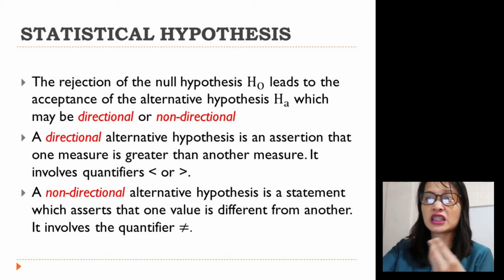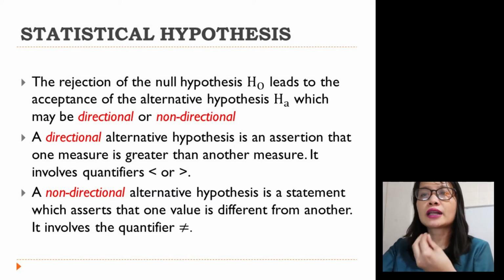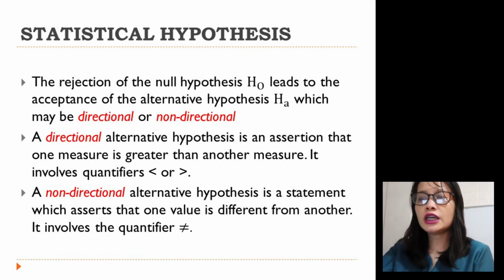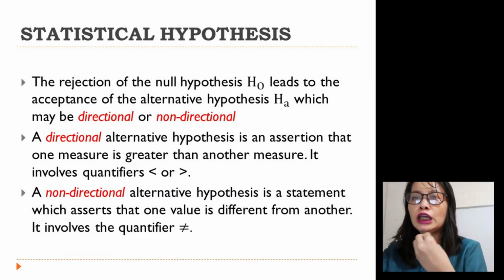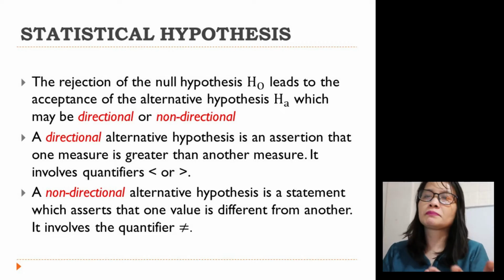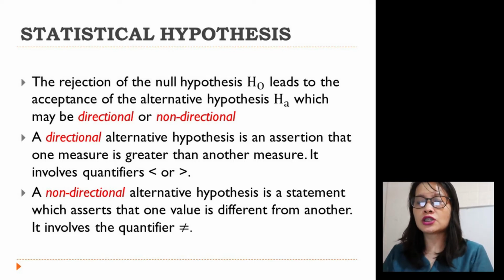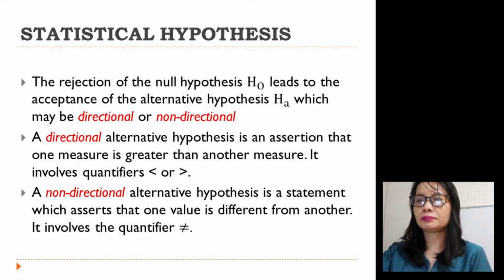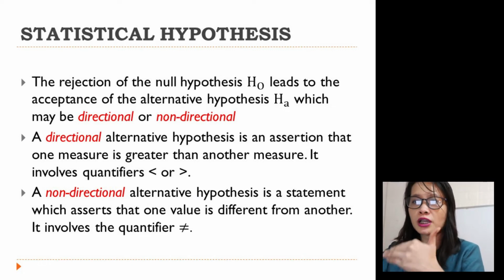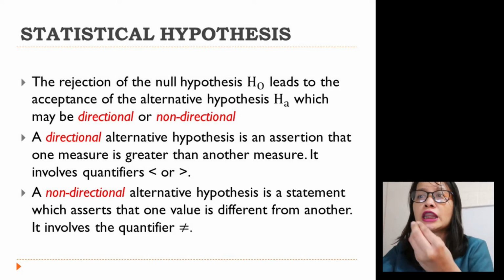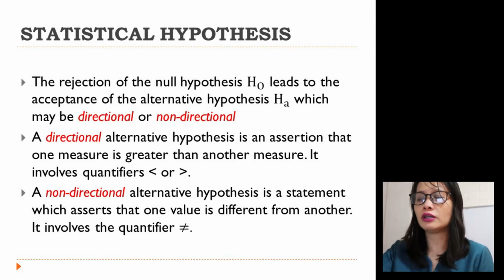Okay? Ano yung difference ng directional and non-directional? When we say directional, the alternative hypothesis is an assertion that one measure is greater than another measure. It involves quantifiers such as greater than, less than. So if your formulated HA is greater than or less than, that particular rejection we call directional. The rejection of the null hypothesis that leads to acceptance of the alternative hypothesis depends on directional and non-directional. I will explain it further as we go along.